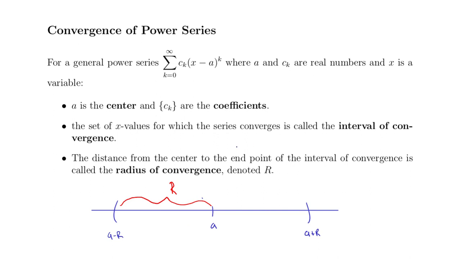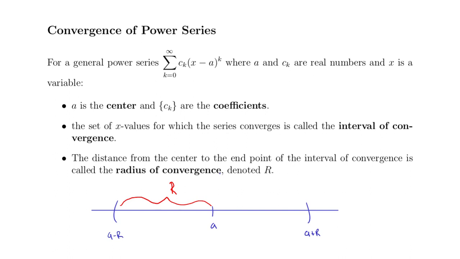It's the center plus or minus some distance, and that distance we'll call the radius. Hopefully it's pretty obvious why we're calling this a radius. The radius of a circle is the distance from the center to the outside edge of a circle. And so the radius of this interval is the distance from the center, A, to the outside edge of that interval of convergence. So this is just some features that we'll be looking for.